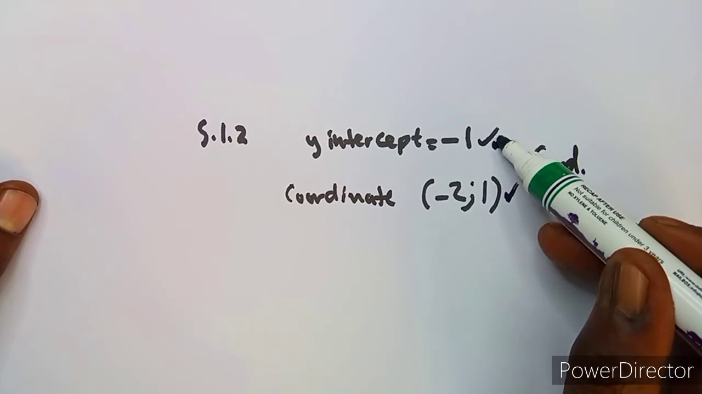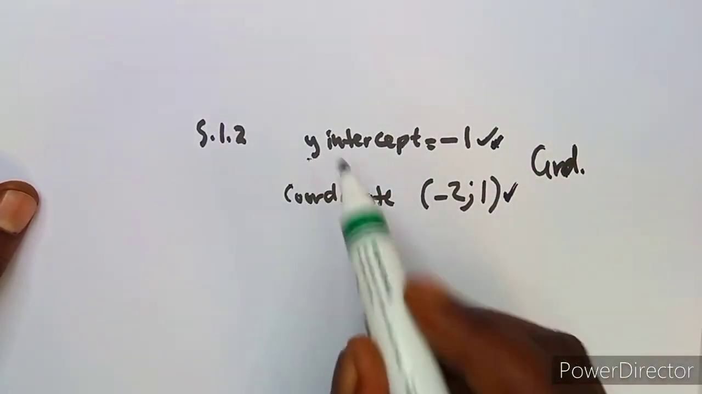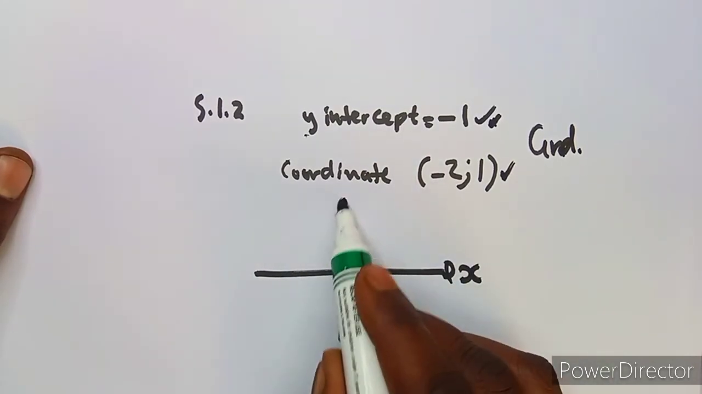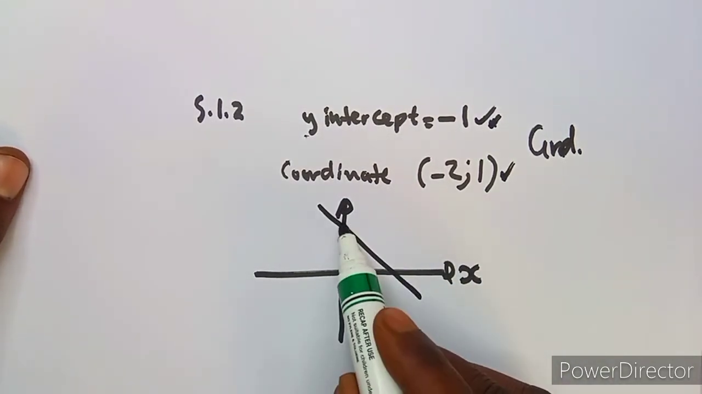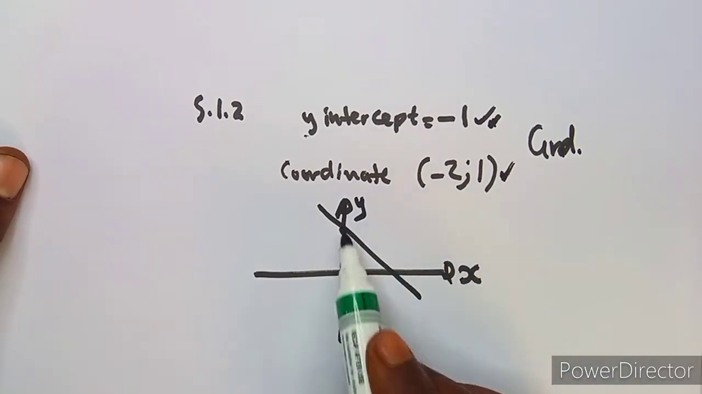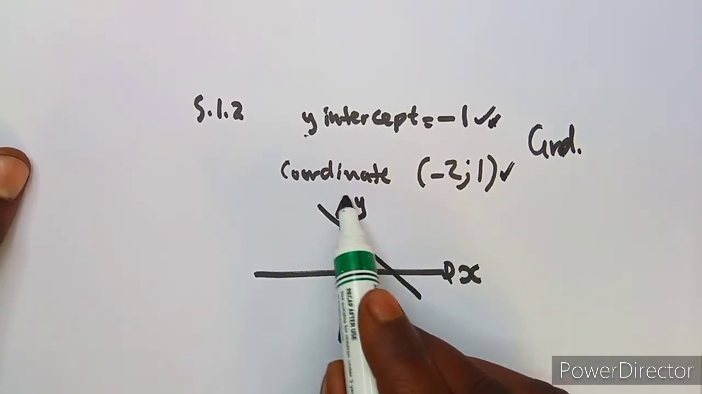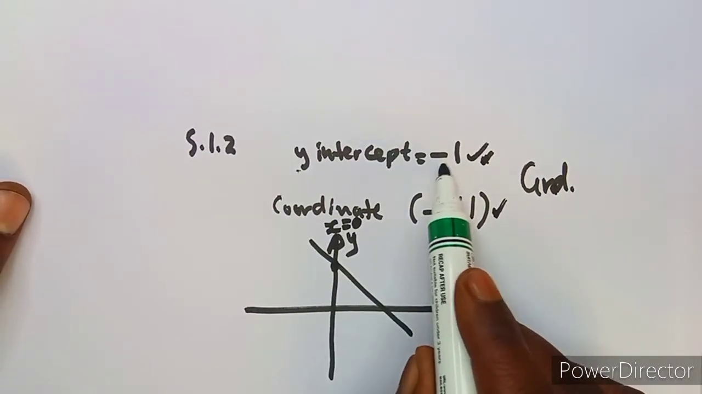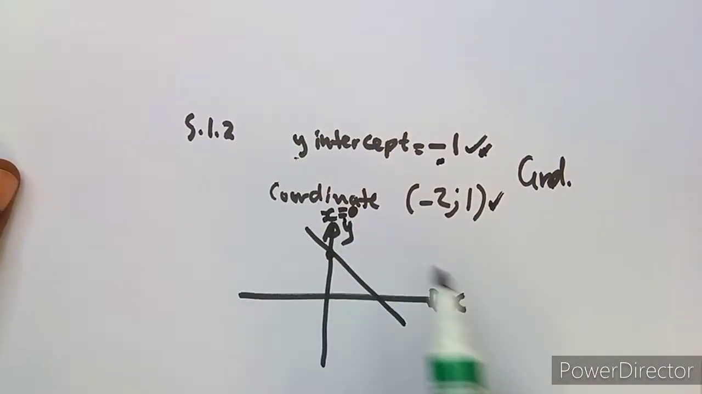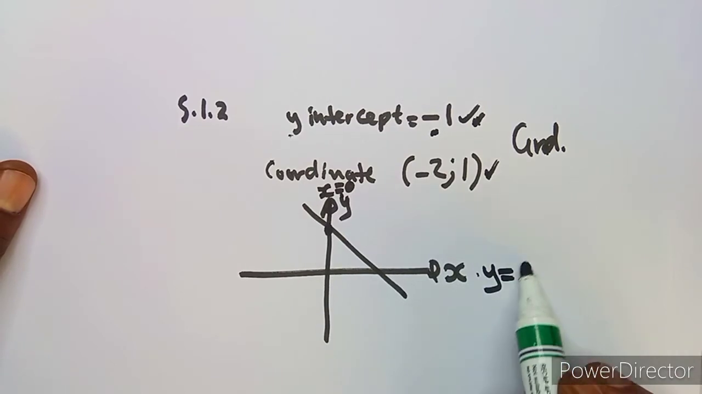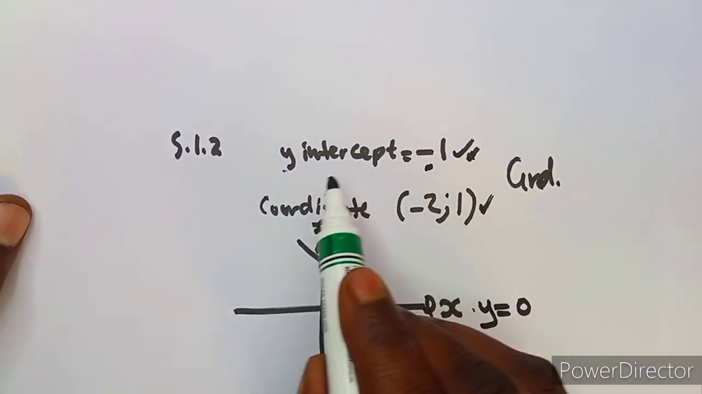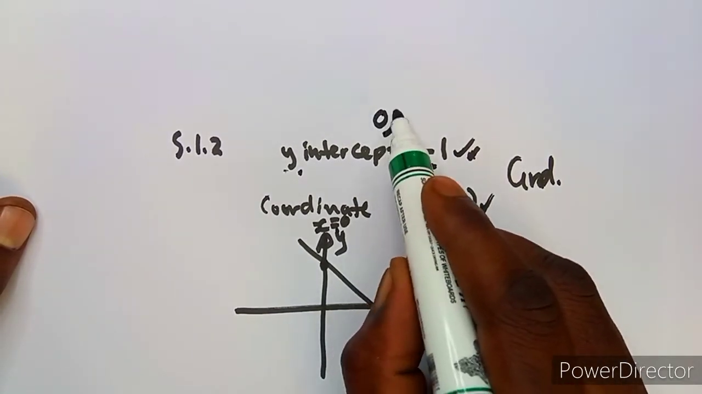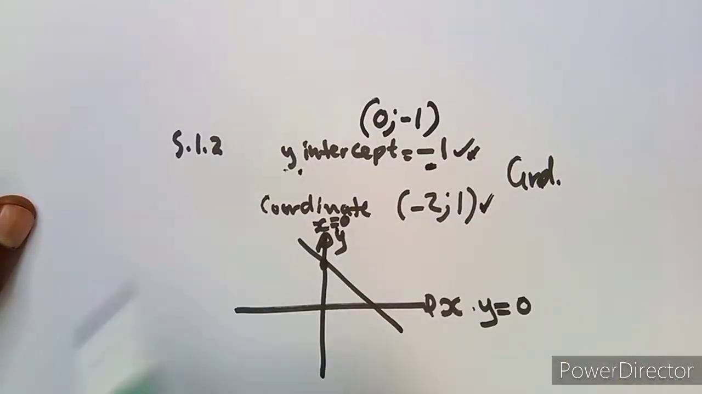Remember, you are given the y-intercept. On the y-axis, if you are given a straight line like this, at the y-intercept x is equal to 0. So the y-intercept that you are given, which is -1, has the coordinate (0, -1).